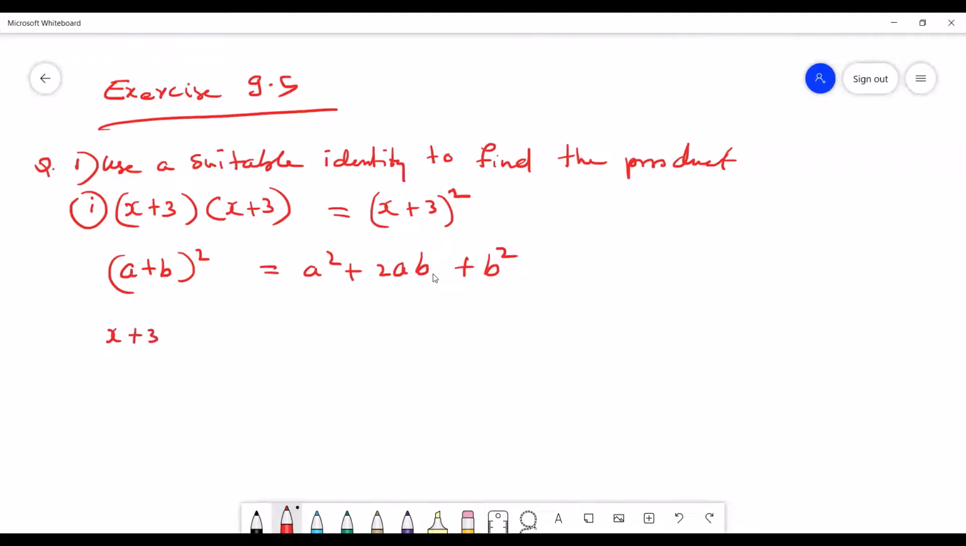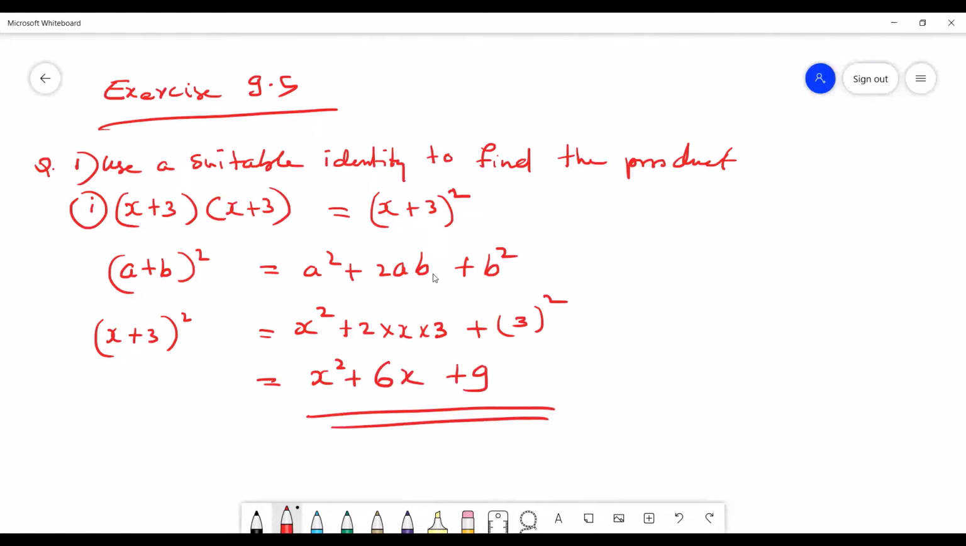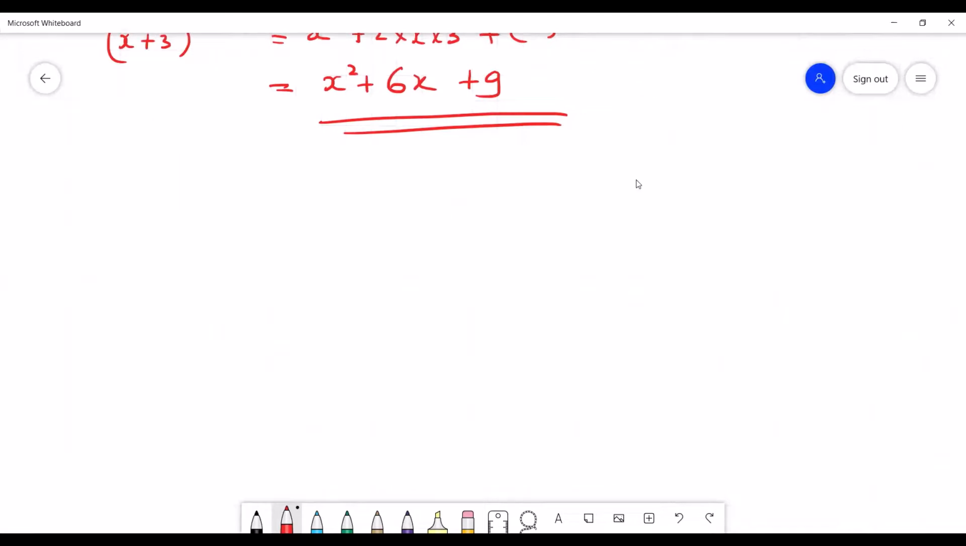That is x plus 3 whole square is equal to, x stands for a, so x square plus 2 into x into b is 3, plus b square means 3 square. So this will be equal to x square plus 2 into 3 means 6, x, then 9. So this way we will have the answer as x square plus 6x plus 9. Now let us consider another question.